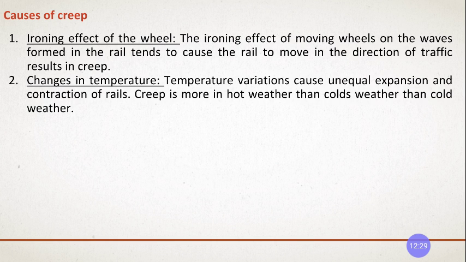Next, change in the temperature. Temperature variation causes unequal expansions and contractions in the rails. Creep is more in hot weather than cold weather, right? Creep also occurs due to the ironing effect, that is, due to the corrugations, the disturbance occurred to the track, or the wheels of the train will move the track in the forward direction. So due to that, creep occurs. Due to the variations of the temperature, uncontrolled or unequal expansions occur. This creep occurs more in the case of hot weather.